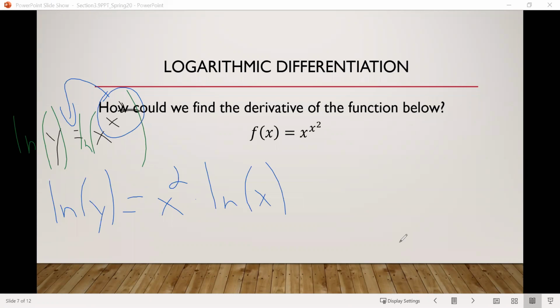And you may be thinking this still looks a little beastly, but this is something we can handle using our derivative rules. So first of all, on the left, we can take the derivative of ln of y, even though it has a y. So it's an ln function, so the derivative we know is going to be 1 over y, but then it has a y and not an x. In the original function, the only variable was x. So I'm going to multiply by dy dx here by the chain rule.